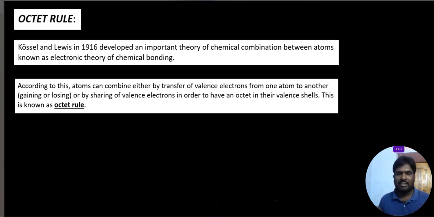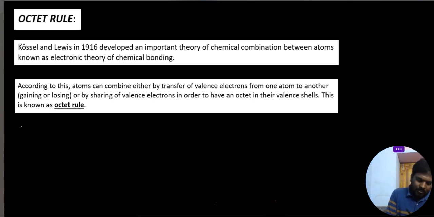So if atoms have 8 electrons in their valence shell, then those molecules obey the octet rule. They are simply stable. Understood? So this is the octet rule. Any central atom surrounded by 8 electrons is simply known as an octet. Those molecules are stable. Understood?